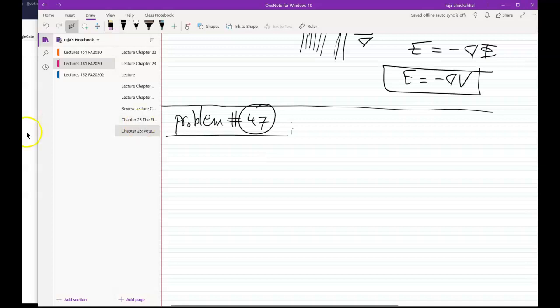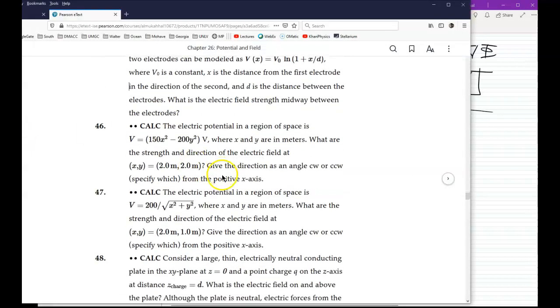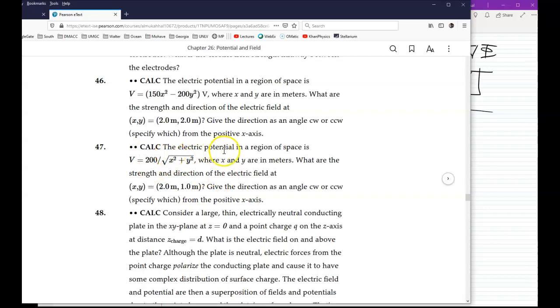All right, let's read it. It says the electric potential in a region of space is equal to V equals 200 over the square root of x squared plus y squared, where x and y are in meters. So in this case, we have two dimensions. What are the strength and direction of the electric field at the point (2, 1)? Strength means magnitude, that's really what it means. Give the direction as an angle, clockwise or counterclockwise, and specify which, from the positive x-axis. All right, let's see how we do this.